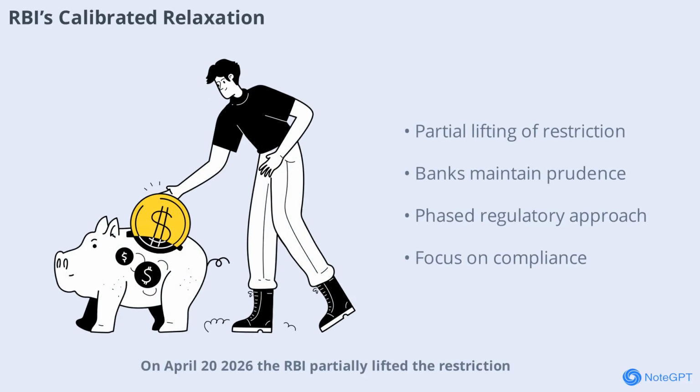In April 2026, the RBI partially lifted the restriction, allowing banks to issue NDFs and rebalance their exposure. However, this did not signal a return to previous practices. Banks maintained high prudence due to uncertainties about regulatory parameters and risks of further restrictions. The phased approach reflected the RBI's intent to remain flexible and responsive to market dynamics, ensuring stability while adapting to new threats and risks. Market participants now pay special attention to compliance and regulatory developments.